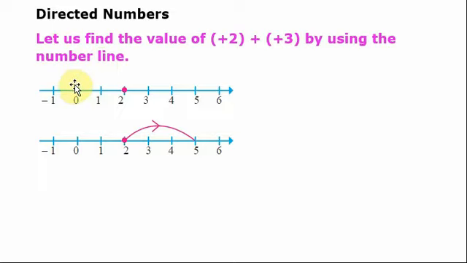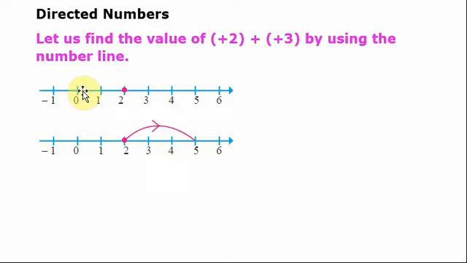And left movement we consider as negative direction. Not only from the central point, this is the central point, but any movement from any point, if the movement is towards the left direction, then we call it negative direction. From any point, movement towards the right direction, we call it plus, positive direction.